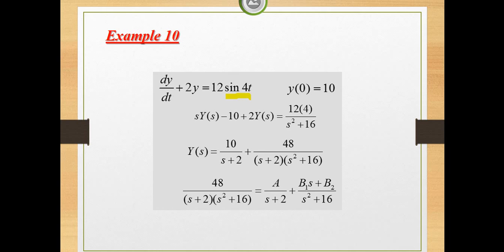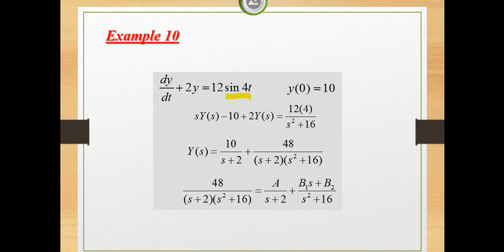So the Laplace transform of a sine function is omega, the constant that appears in the argument of your sine, in this case 4, over s squared plus omega squared, which is 16. The set aside constant will simply be multiplied to what you have here, which is 12. So now, you have 48 over s squared plus 16. Just like what you did in the previous example, you transfer this 10 on the other side, and you keep the two terms which have y of s on this side.